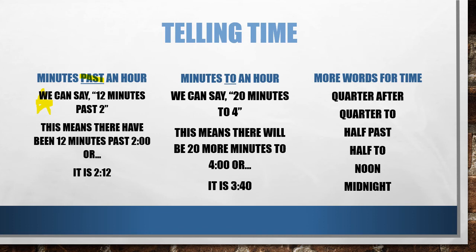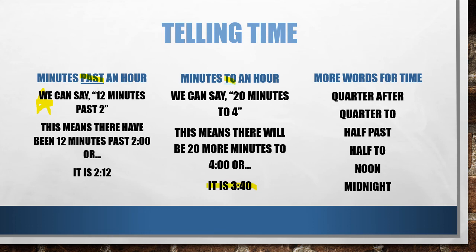We can also say minutes to an hour. We might hear somebody say 20 minutes to 4 or 20 to 4. And so what that would mean is that there are 20 minutes until or to 4 o'clock exactly. So it's not 4 yet, it's about 3:40.